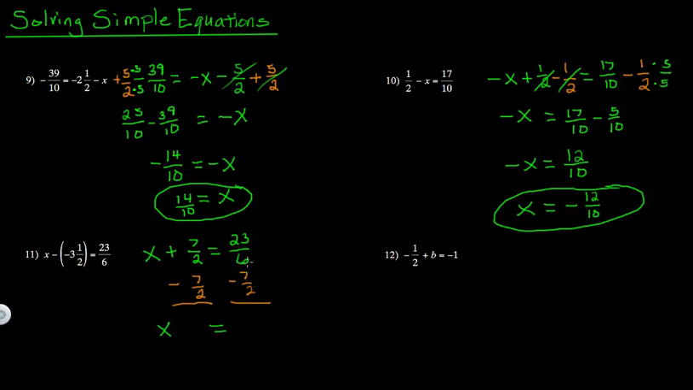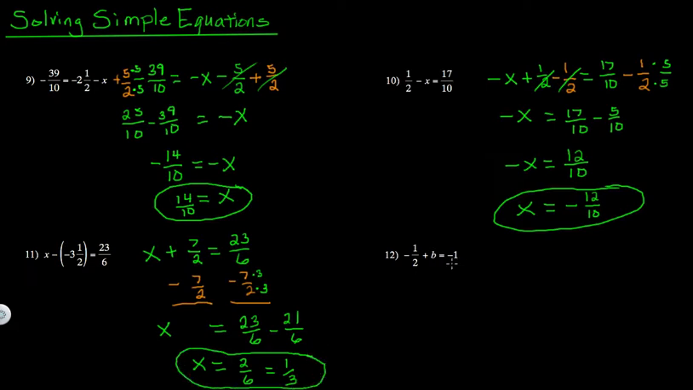So we need common denominators between 6 and halves. That's going to be 6, the least common multiple. So we'll multiply the denominator by 3, and we'll multiply the numerator by 3. So this becomes 23/6 minus 21/6. And so we get that x is equal to 23 minus 21. That's 2/6, which simplifies to 1/3. So x is equal to 1/3.